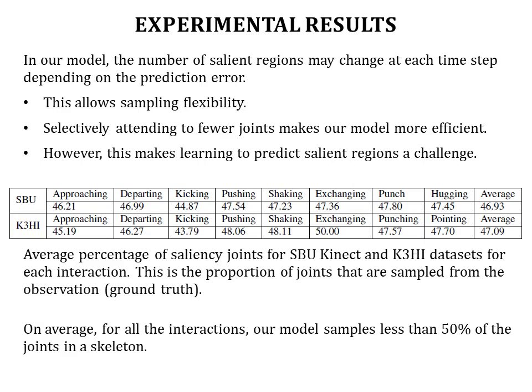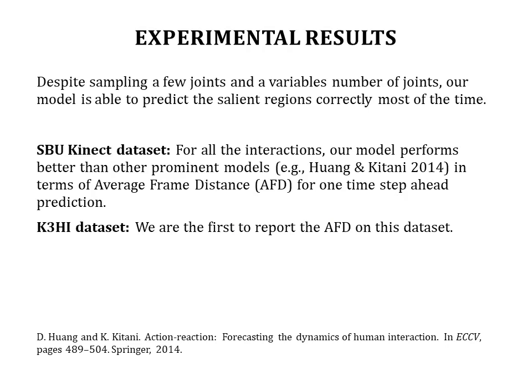However, this makes learning to predict salient regions more challenging than predicting salient regions which are fixed. So, here is a table from the paper where we show the average percentage of salient joints for the SBU Kinect and K3HI datasets for each interaction. This is the proportion of joints that are sampled from the observation or ground truth, and as we see, our model samples less than 50% of the joints in a skeleton in all cases. Despite sampling a few and a variable number of joints, our model is able to predict the salient regions correctly most of the time, which is shown in the paper using the tables.